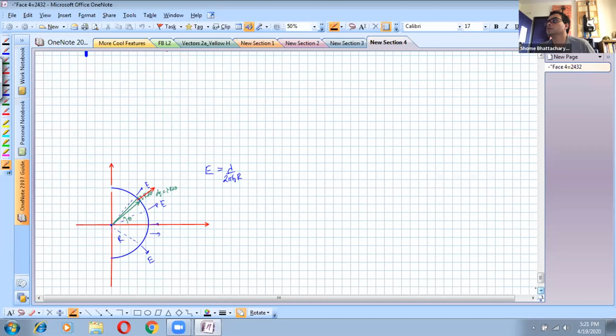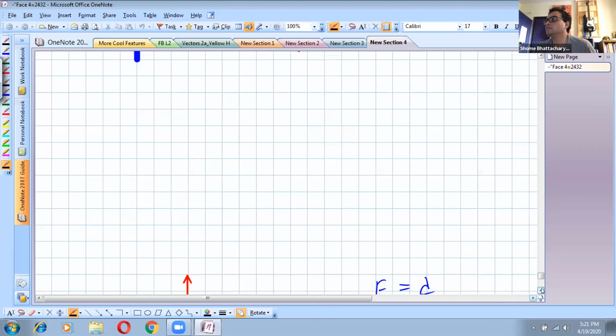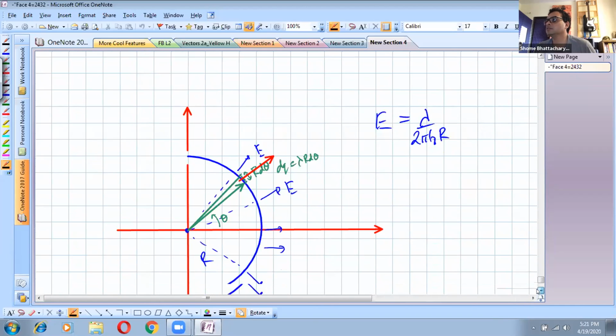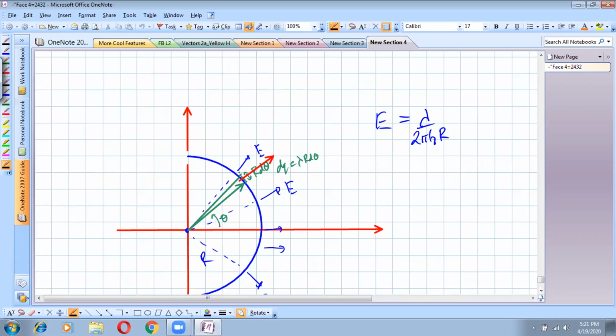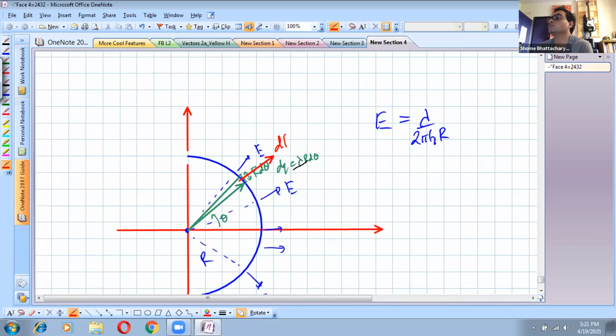Coming back to this here. So you understood up to that element that we've drawn, Kritika? Yes, sir. With that element dq, which is given by lambda r dθ, the force that that element is experiencing, let's say dF, is this vector which I've drawn over here. So that dF has a magnitude of E dq.